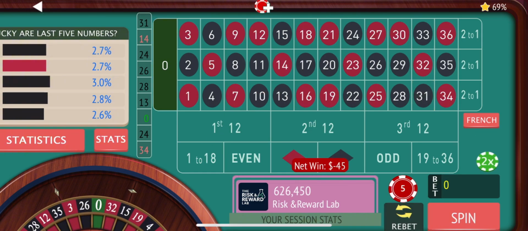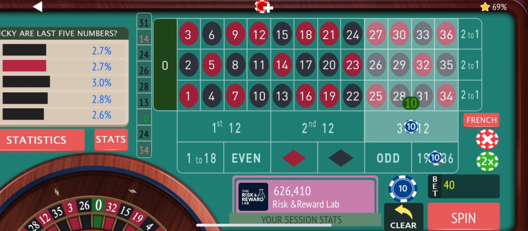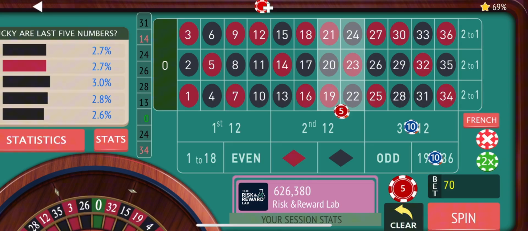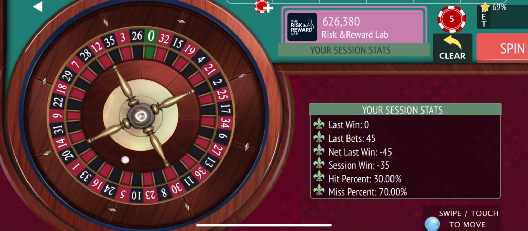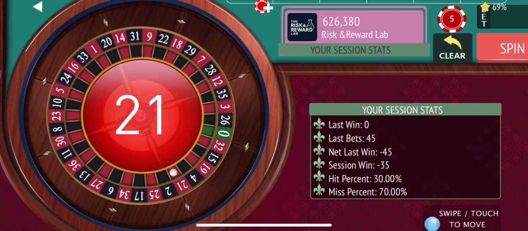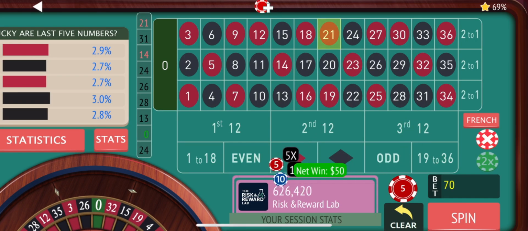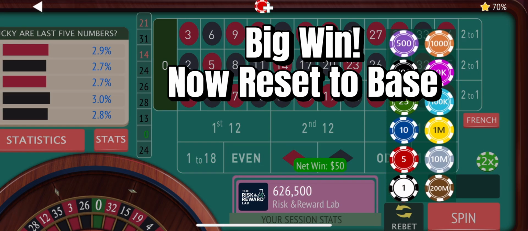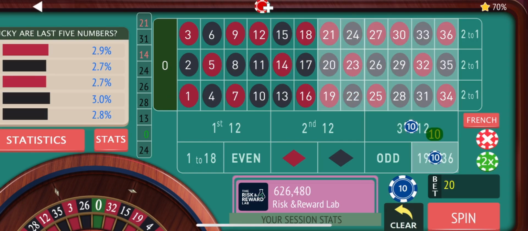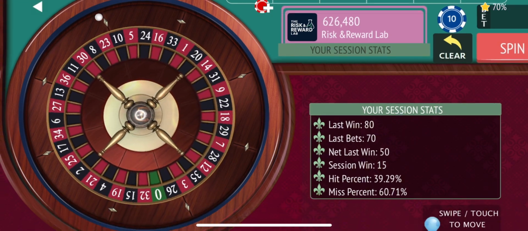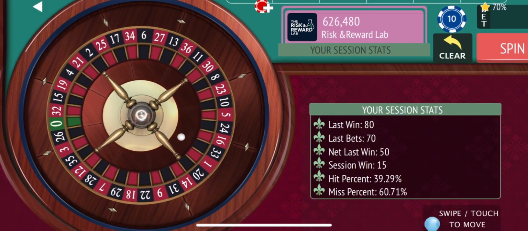Okay, so we've had 2 losses in a row. We're heading into level 3 here. That's a $30 bet on 19 to 36, $30 bet on third dozen, and $10 on the double street. And we got the win, a nice $50 win, so we can reset to the base level. In the original version, that would have been a break even. So this is an example of where the double street really helped us.